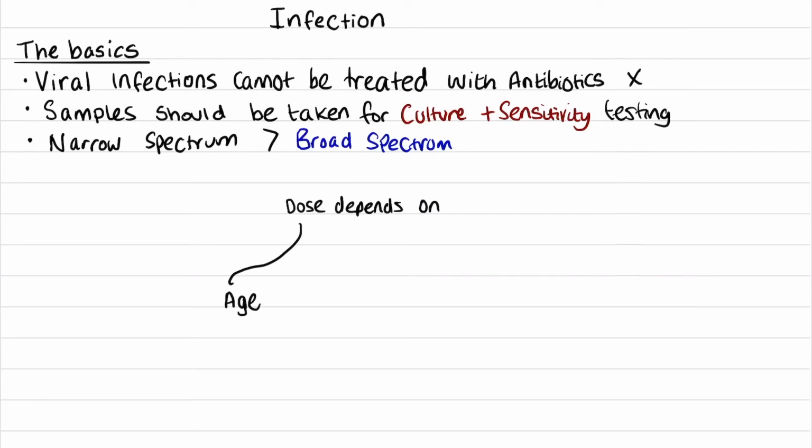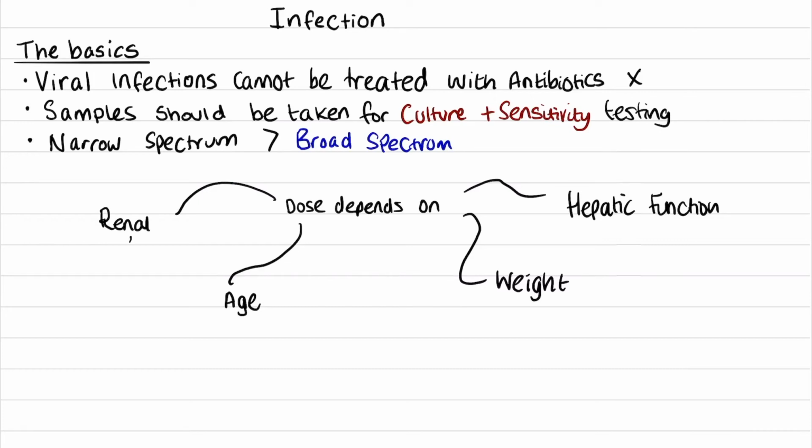Now, what does dose depend on? It depends on age, the weight, the hepatic function, which is the liver function of the patient, the renal function, which is the kidney function of the patient, and the severity of the infection.